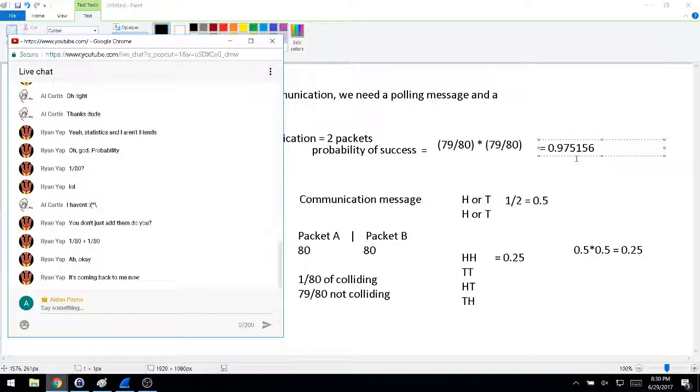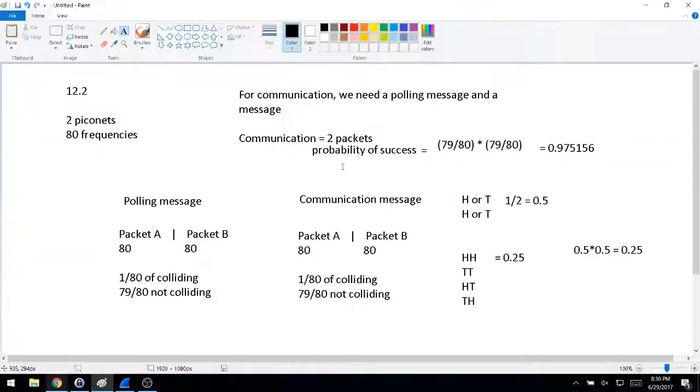But we're not looking for the probability of success. We're looking for the probability of collision or a failure to communicate. The easiest way to look at this, and again, let me just check my math to make sure, there might be an easier way I can explain this.